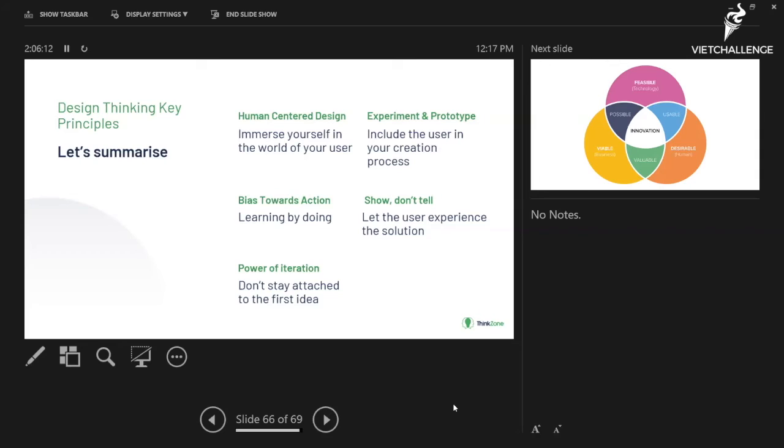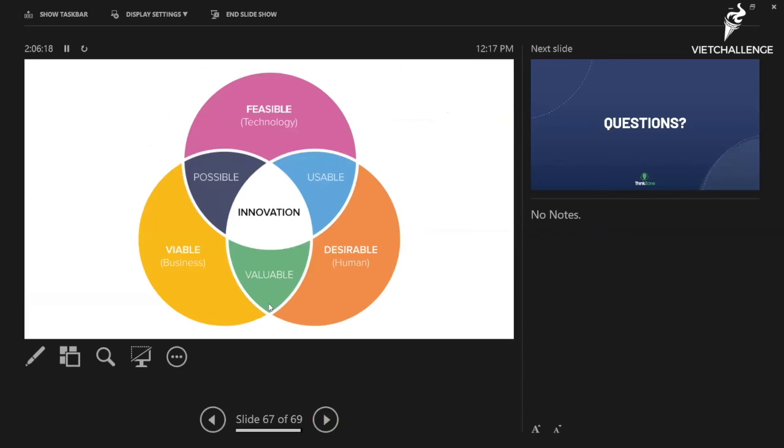The final thing that I want to share with you is that the perfect product or innovation happens at the intersection of three things. It's desirability, so it's the human-centered design. It's feasibility, it's about technology. Do we have the capacity? Do we have the technology to build this? And it's about viability, the business side. Can we actually have a sustainable business model out of this? If you have only two or only one, then no.